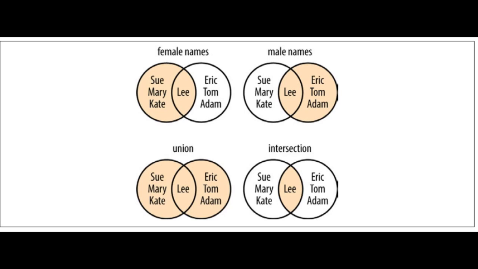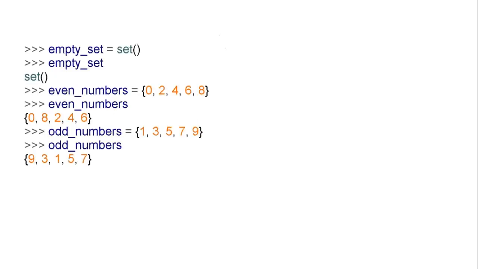The null or empty set is a set with zero elements. In this picture, an example of a null set would be female names beginning with X. Create with set. To create a set, you can use the set function or enclose one or more comma-separated values in curly brackets, as shown here.